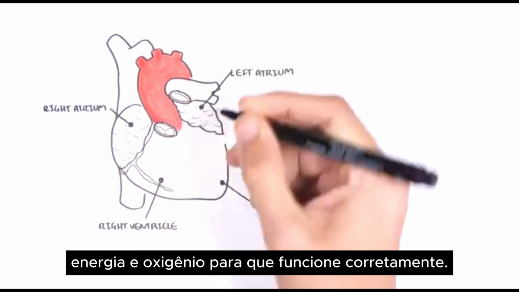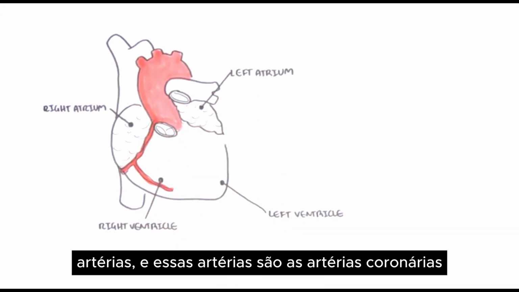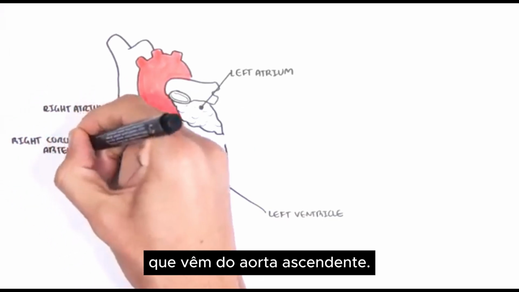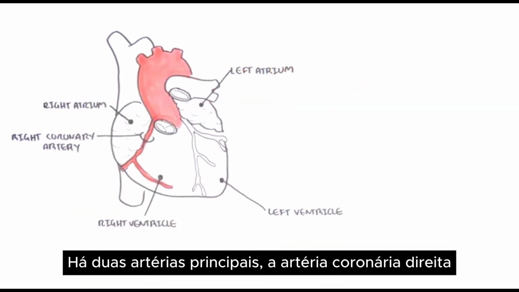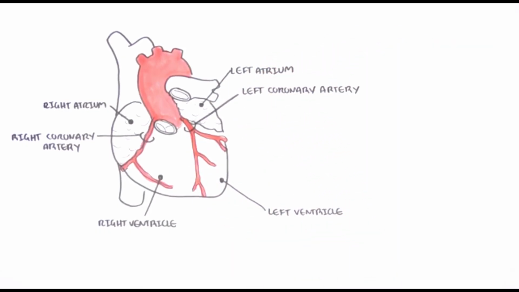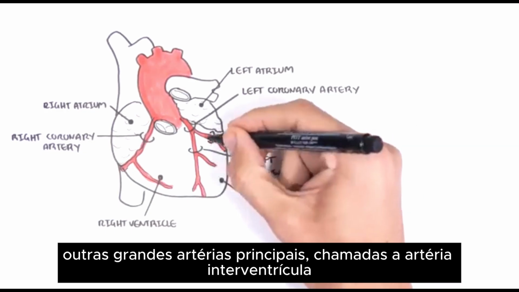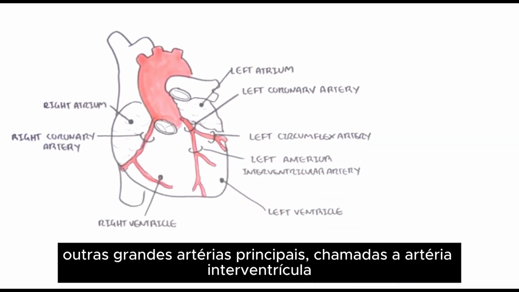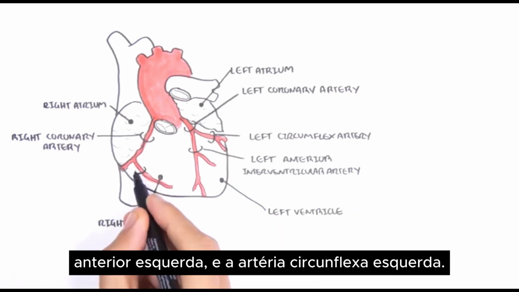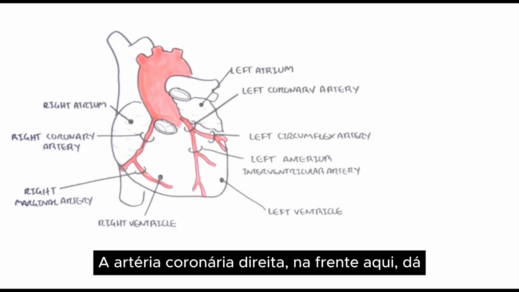The blood supply to the heart comes from the arteries, and these arteries are the coronary arteries which come off the ascending aorta. There are two main branches, the right coronary artery and the left coronary artery. The left coronary artery further has two other big main branches called the left anterior interventricular artery, also known as the left anterior descending artery, and then the left circumflex artery. The right coronary artery in the front here gives off a branch called the right marginal artery.